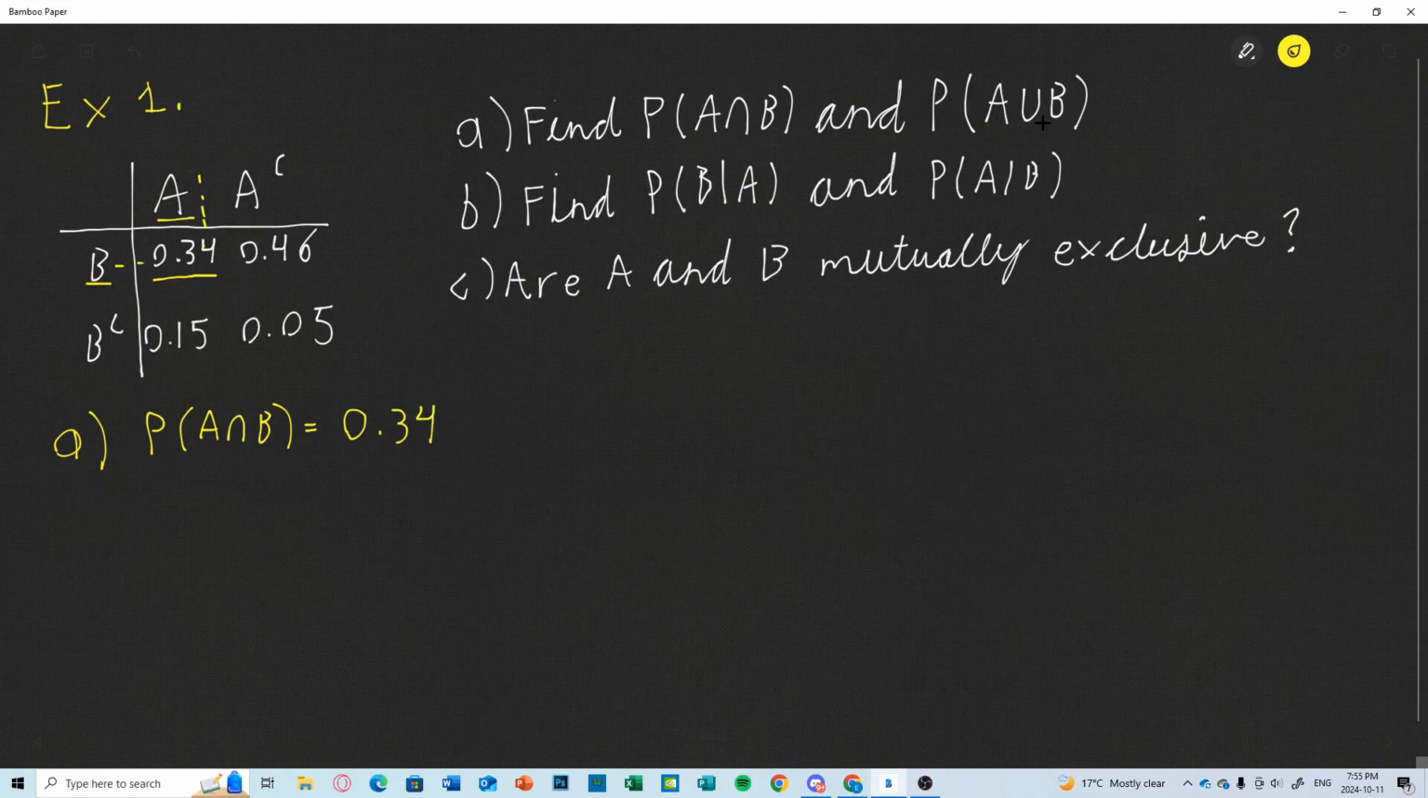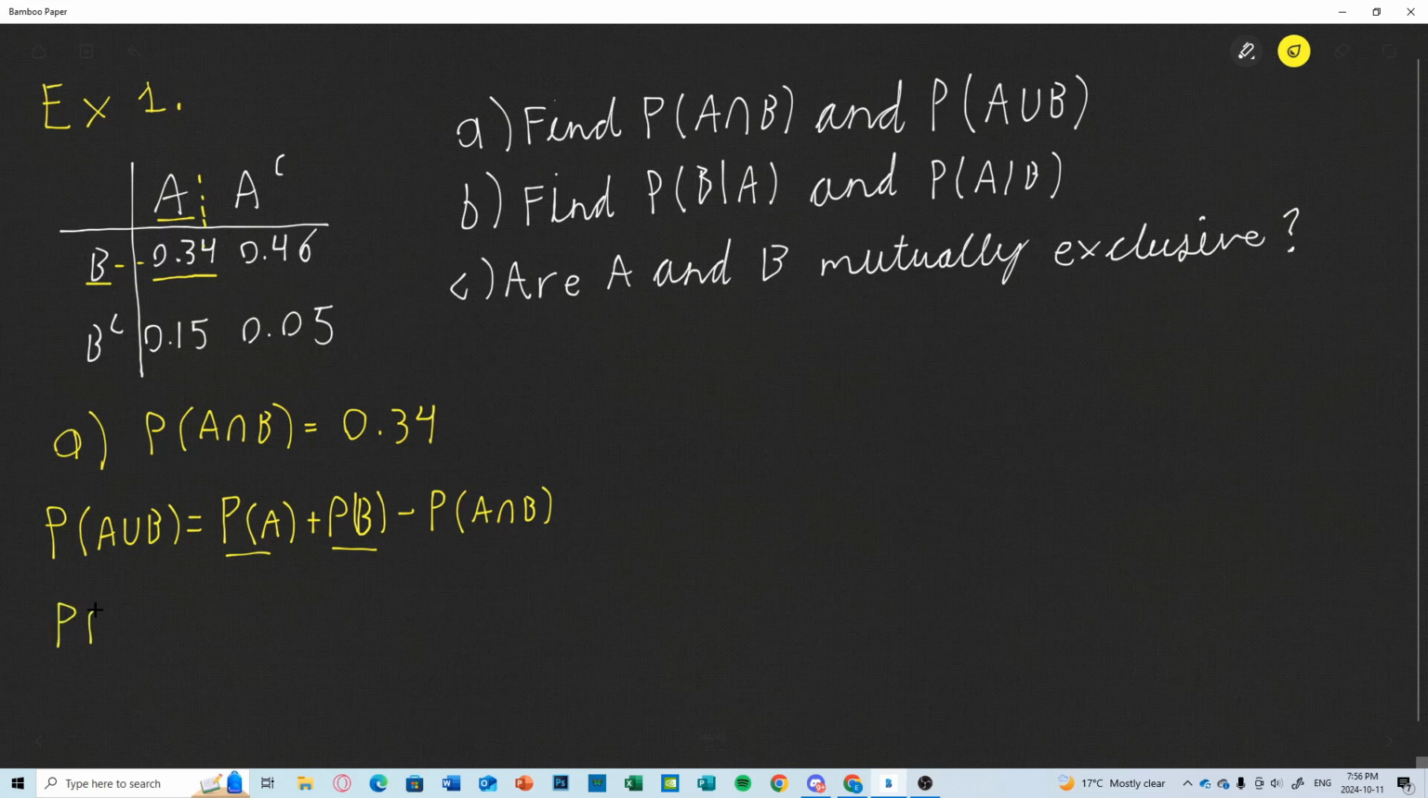Now finding the probability of A or B is a little bit trickier, but it's not that bad. The probability of A or B is equal to the probability of A plus the probability of B minus the probability of A and B. The first thing we need to do is find our probability of A and our probability of B. There are 2 ways we can do this: looking at the chart, or without the chart. First I'll do it without the chart, then show it with the chart.